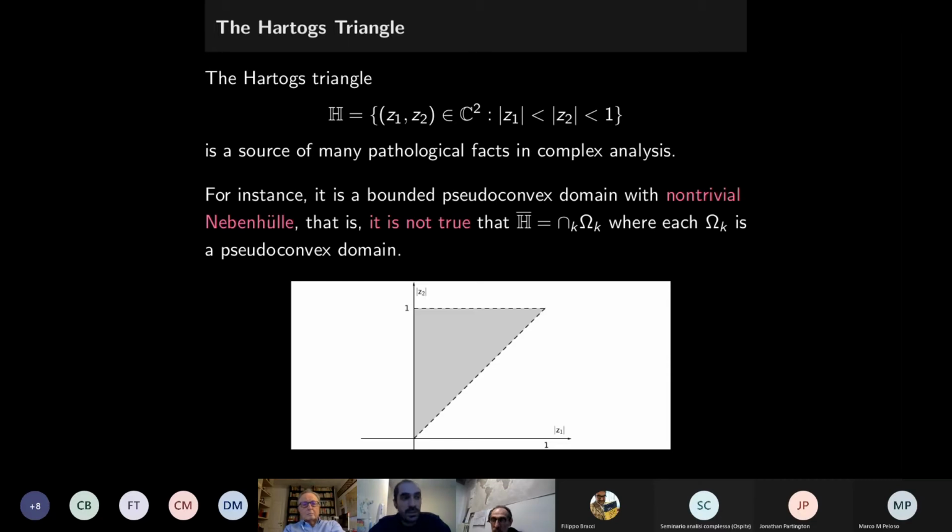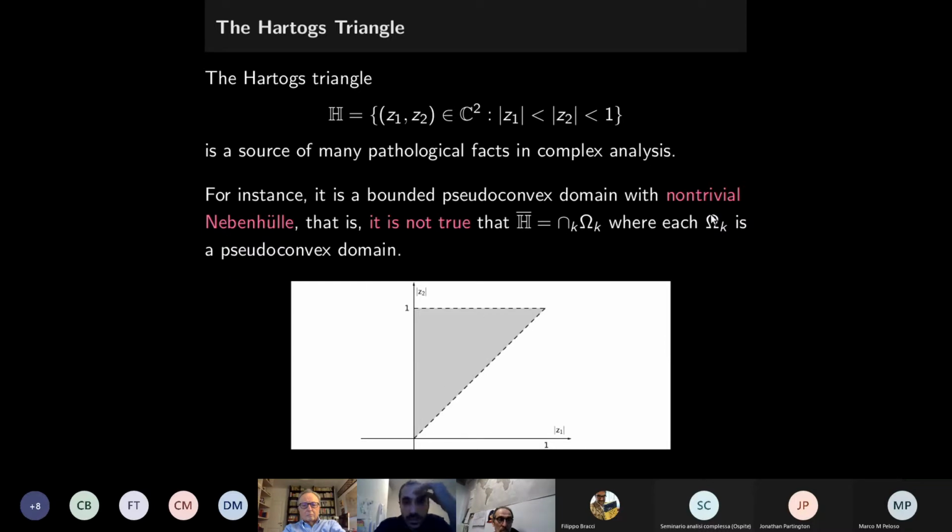What I mean by this, for instance, is that it is a bounded pseudo-convex domain with non-trivial Nebenhülle, which means that the closure of H cannot be written as the intersection of some domains Omega_k, where each Omega_k is a pseudo-convex domain. So this is a picture of the Hartogs triangle, where on the x-axis you have the modulus of z1, and on the y-axis you have the modulus of z2. So the name triangle is obvious.